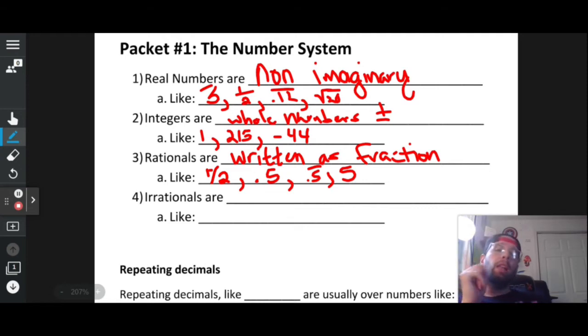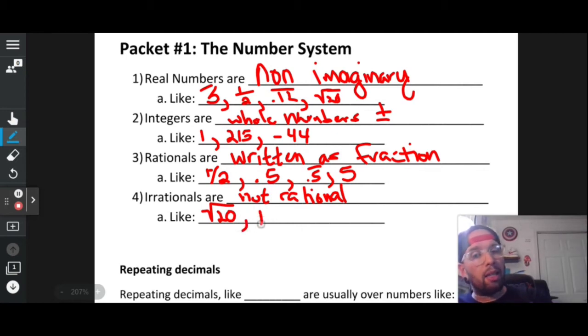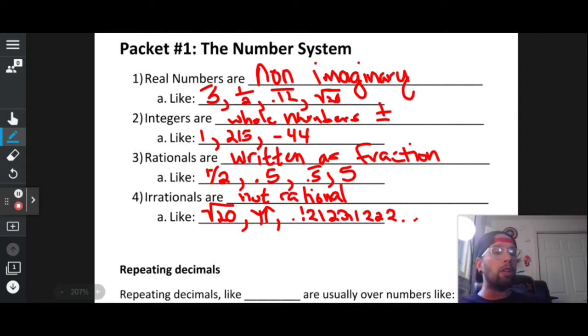Gotcha. Last but not least, irrational numbers are not rational. So numbers that can't be written as a fraction. These are numbers that are decimals that go on forever, have no pattern, can't write as a fraction. For example, I don't know what the square root of 20 is, because if I took the square root of 20, I'm going to get some terrible number. So the square root of 20 is irrational. Pi is irrational. 3.14159, and so on. 0.121221222, no obvious pattern, and there's no way that I can turn that into a fraction. So those are irrationals. Terrible numbers that go on forever that have no pattern.